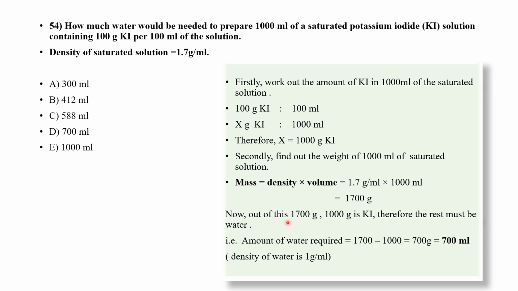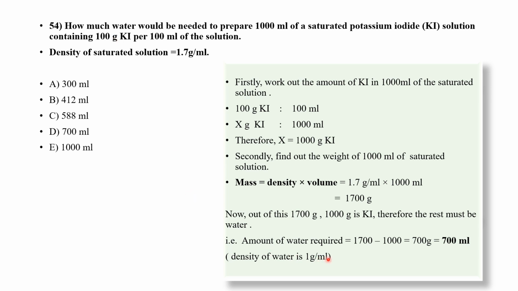So this 1700 is the total weight of the saturated solution. Out of this 1700 gram, 1000 gram is potassium iodide. So here we have calculated the amount of potassium iodide, which we got as 1000 gram. So total out of this 1700, 1000 gram is potassium iodide. Therefore the rest must be water. So what they have asked in the question, we need to find out the amount of water required to prepare.